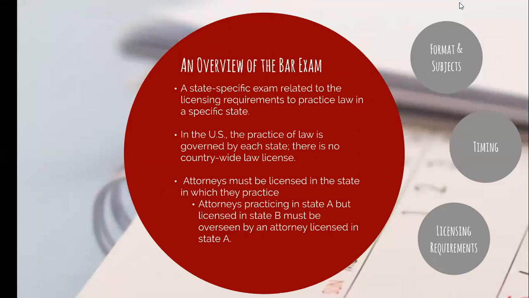So just to give you an overview of what it is, the bar exam is one of the licensing requirements to become a licensed attorney in the US. And in the US, each state is able to govern the requirements for being able to practice law, which means that each state often has its own bar exam and licensing requirements. So if you want to practice law in, say, California, you would need to complete the California bar exam and any of its licensing requirements and be sworn in here in California.